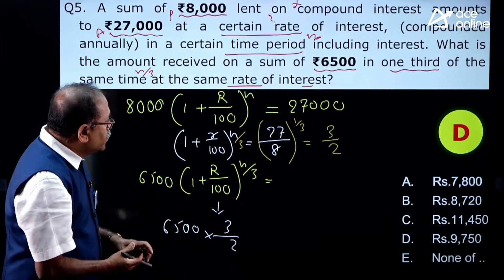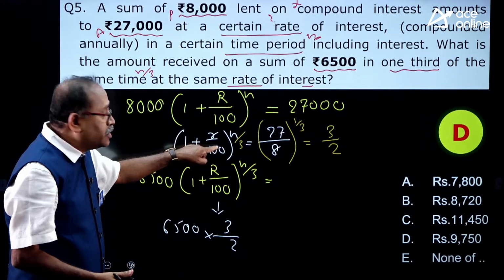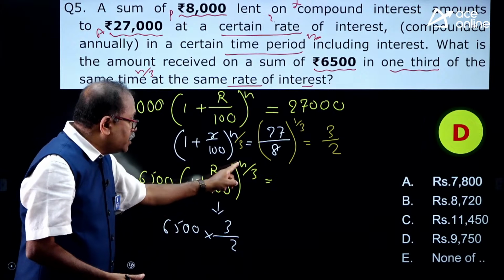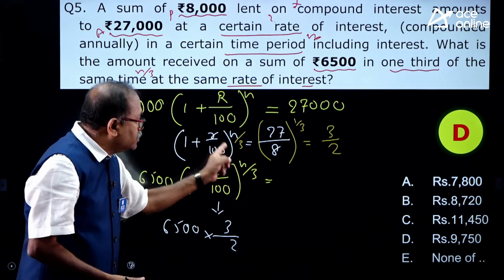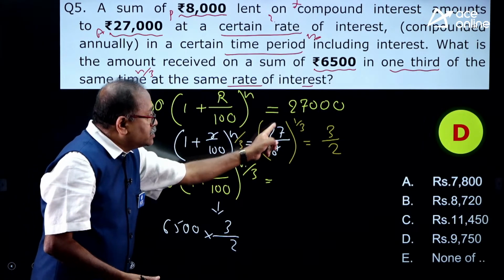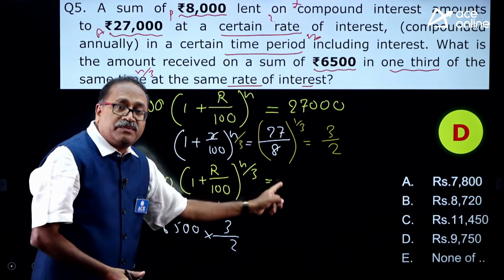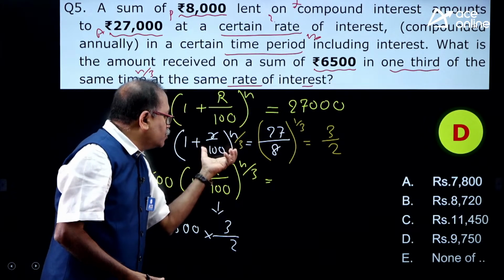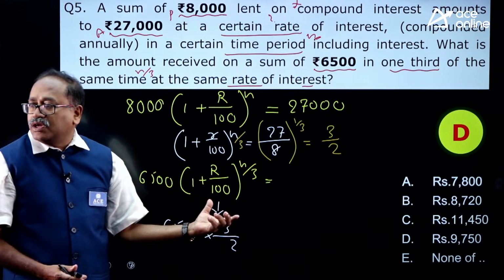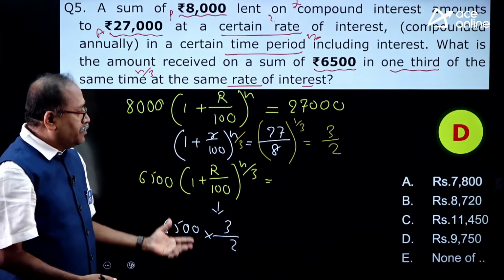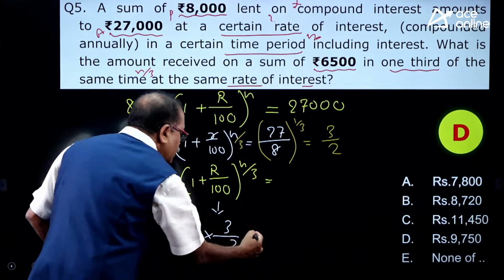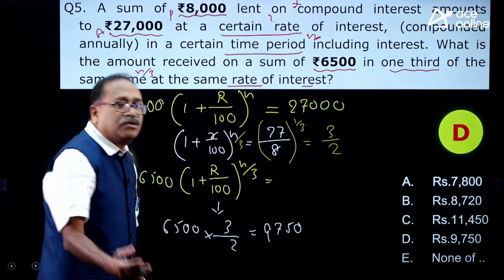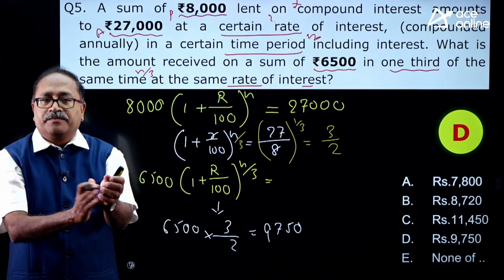Here, 1 plus r by 100 to the whole power n is 27 by 8. I need 1 plus r by 100 to the whole power n by 3. If I make it n by 3 here, then this will be 1 by 3, which is the cube root of 27 by 8, which is 3 by 2. So this is equal to 3 by 2. I replace this with 3 by 2. Anyone else answer the question? Okay. Anyhow, when I cancel this, you will be getting 9750. That's your answer. Well done.